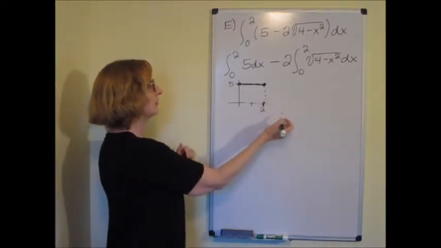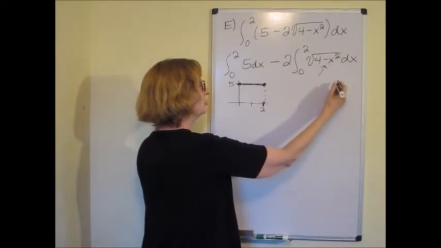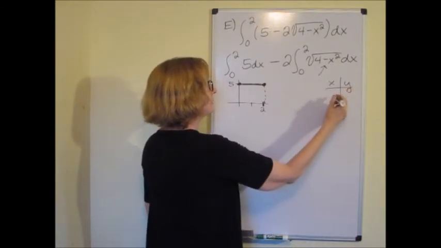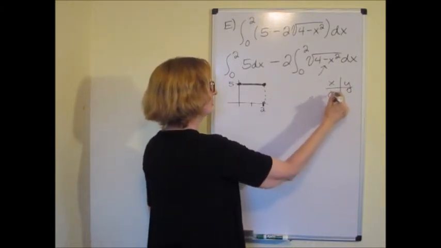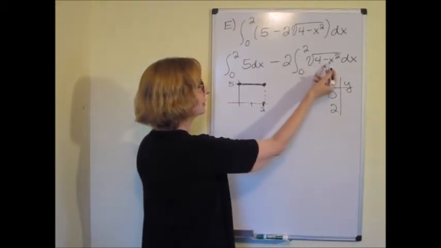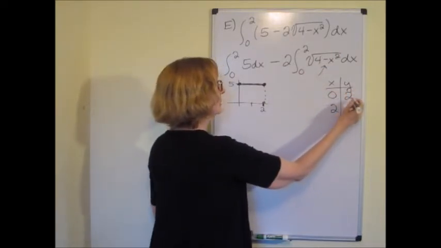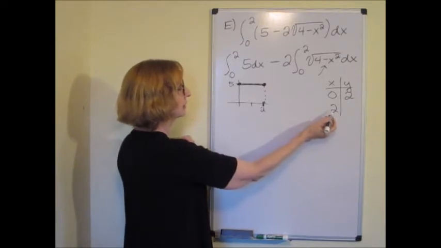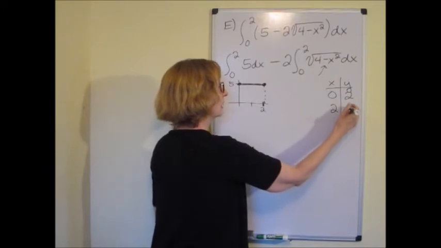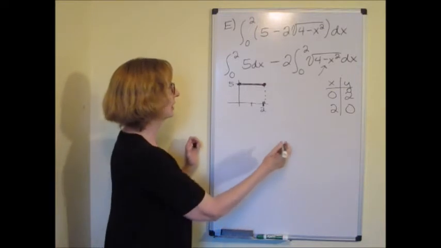The next one, if I was graphing just this part, you can still use your table if it helps you. If I plugged in a 0 and I plugged in a 2, if I put in a 0 for x, I'd have 4 minus 0, and the square root of 4 is just going to give me a 2. If I plug in a 2 for x, I'd have 4 minus 4, which is 0, the square root of which is 0. This is going to be that quarter circle shape, so let me sketch it out for you.